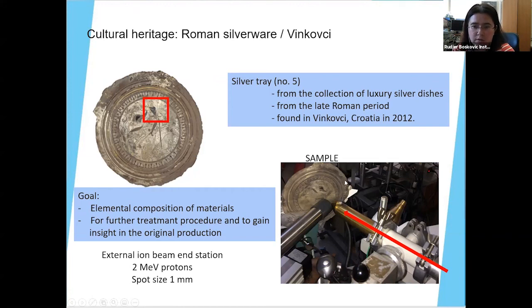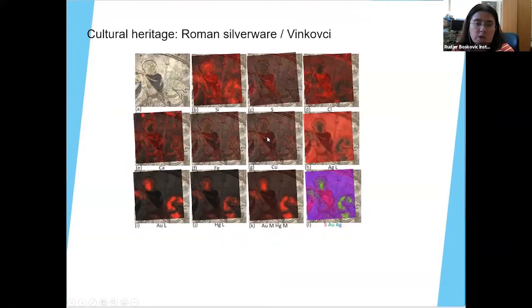In our setup, we have a motorized stage, so it is possible to move the sample while the beam is fixed, in a way to obtain the elemental distribution along the sample. We used 2 MeV protons with a spot size of 1 millimeter. And here you can see the elemental maps that we obtained. So we scanned a small region of a rider and a horse.